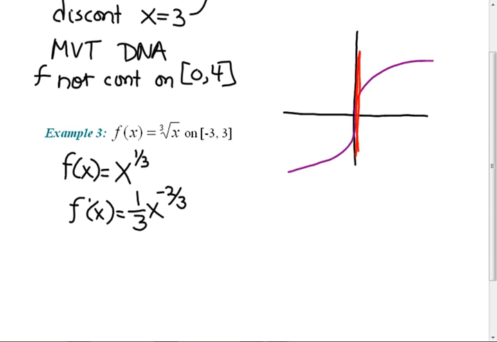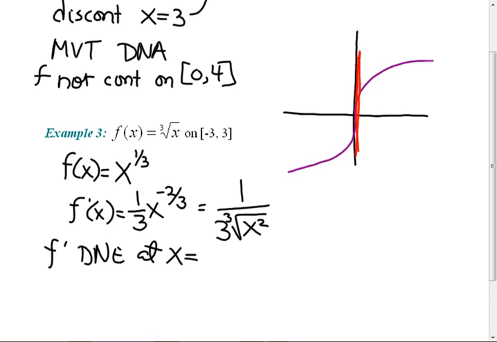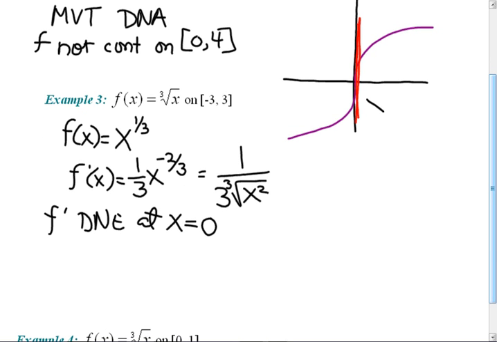Now, I don't like the way that looks, so I'm going to rewrite it with positive exponents. It's the cube root of x squared. That does not exist at x equals what? So there's the algebraic proof. If they said there was a vertical tangent there, you would say the mean value theorem does not apply because that's a vertical tangent and f prime does not exist. It depends on what they give you. I've seen them give you stuff as obvious as that.